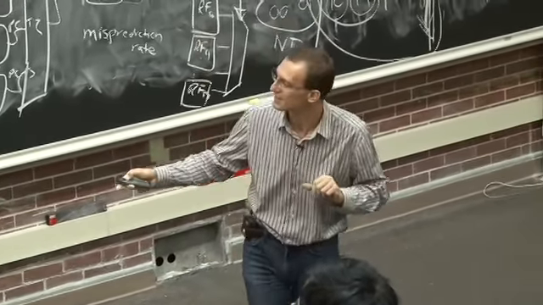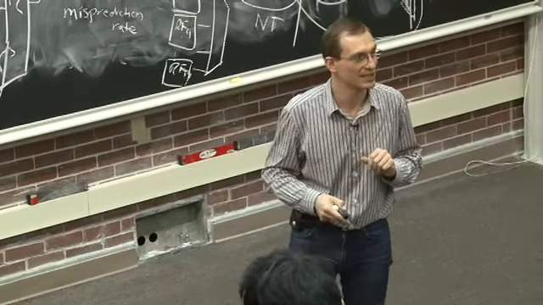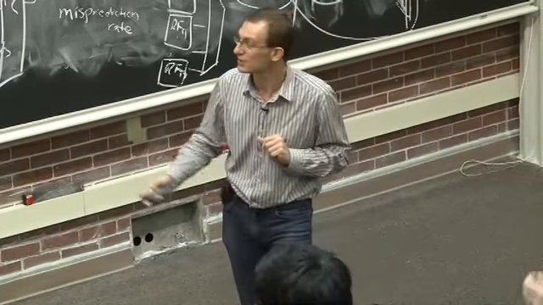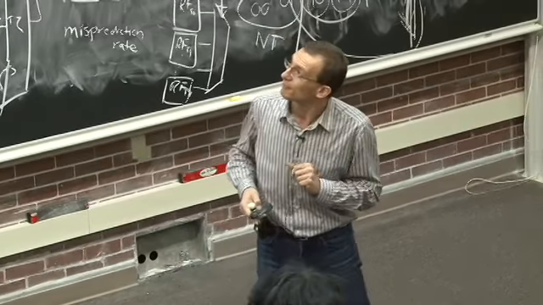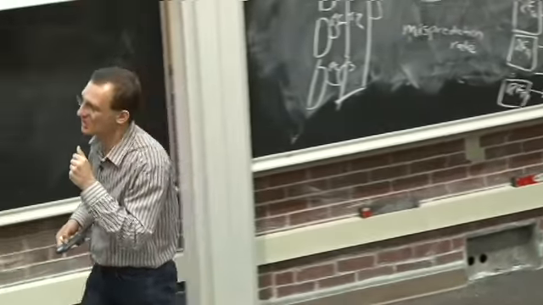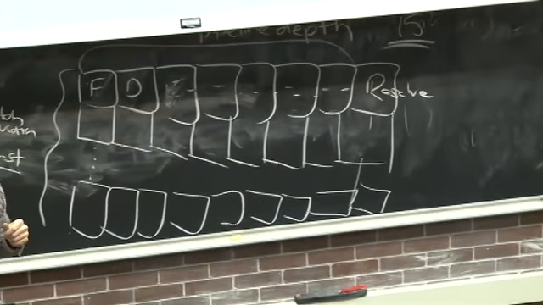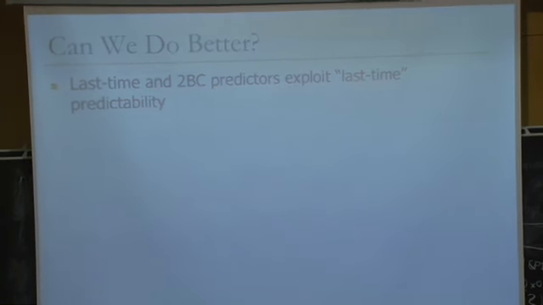Before we were looking at only a 5-stage pipeline with a single wide fetch. Maybe it didn't seem that important, but existing processors are like this. Okay, so can we do better? This is the reason I didn't want to stop, because I want you to look at if we can do better. So these predictors exploit last time predictability, if you will.